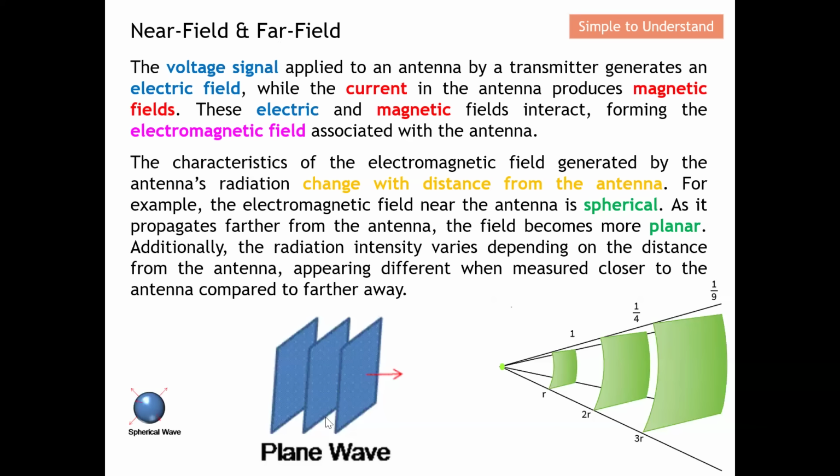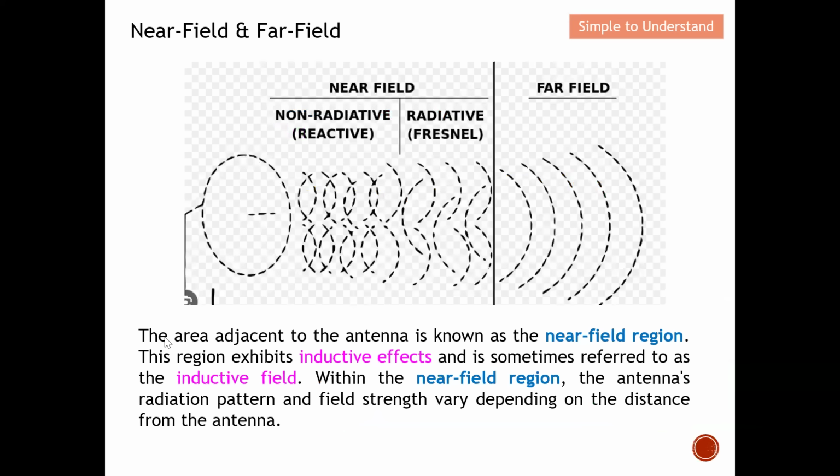Under far field, they will be looking something like this. Okay, so let's continue. The area that is so-called adjacent, which means beside the antenna, is known as the near field region. This makes sense, right? When you see the word near, you know that it is near to the antenna. So basically, this area here is known as the near field region.